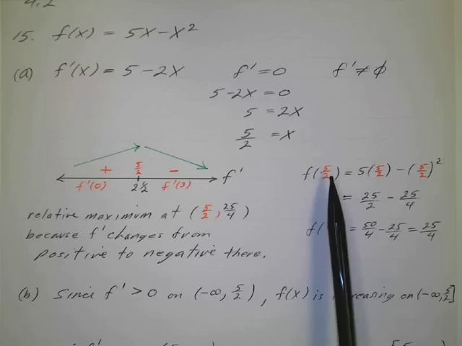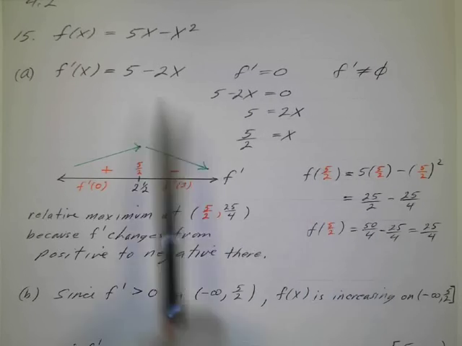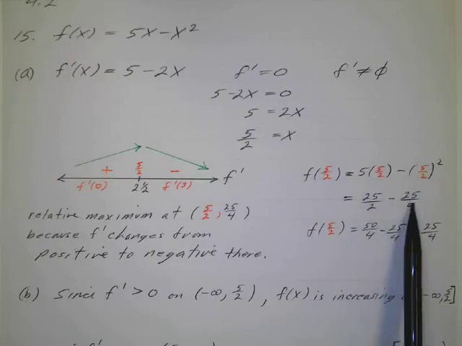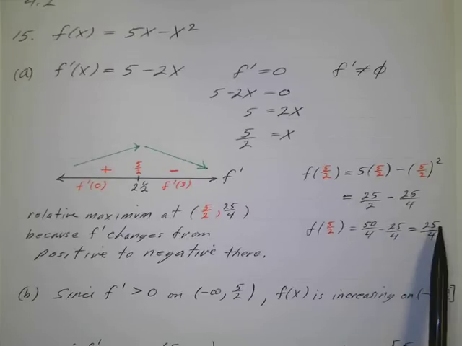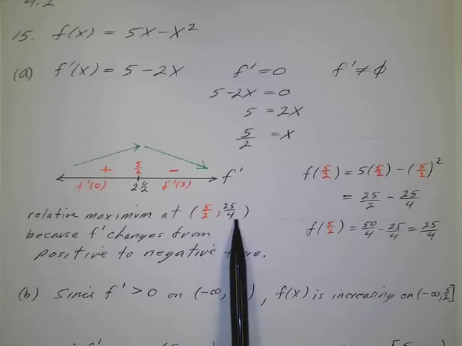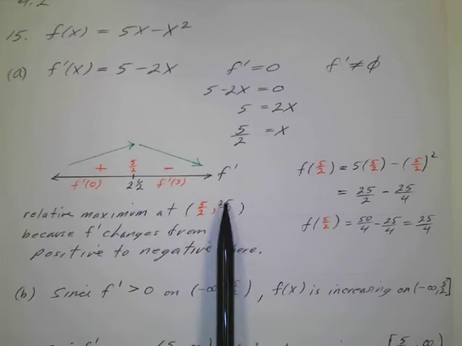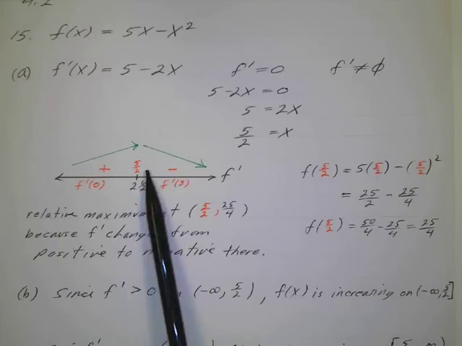Okay, so you wanted to find what the value was of the function at 5 halves, so you'd have the point. So we put 5 halves into the original function. 5 times 5 halves minus 5 halves squared, 25 halves minus 25 fourths, which ends up being 50 fourths minus 25 fourths, which is 25 fourths. So this is your point, 5 halves and 25 fourths, so we have a relative maximum at this point. So we say the relative maximum at 5 halves, 25 fourths, because f prime changes from positive to negative there. Okay, so that's our relative extrema.